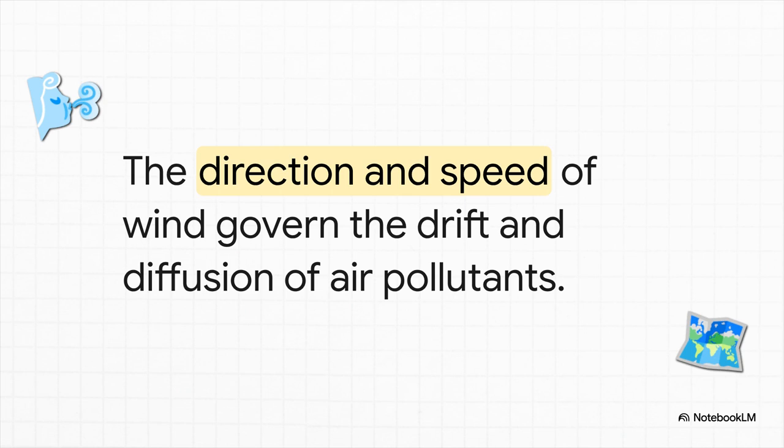And it turns out the answer is a big no. It's not random at all. The source material makes it super clear. It's all about the wind. The direction it's blowing and how fast it's moving, those are the two key things that decide where pollutants end up. So the logic is simple. If we can understand the wind, we can start to predict the path of pollution.